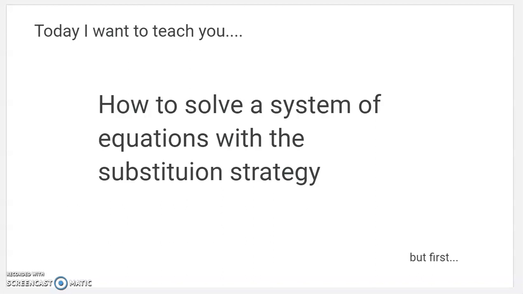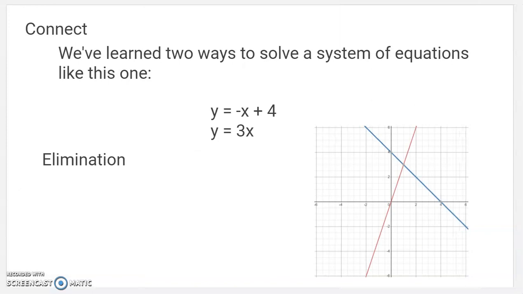Okay, folks, time for that third and final strategy for systems of equations. It's called the substitution strategy, and today I'm going to start teaching it to you. So if you would, make this the next title in your math notebook, close it up and concentrate. And here we go.